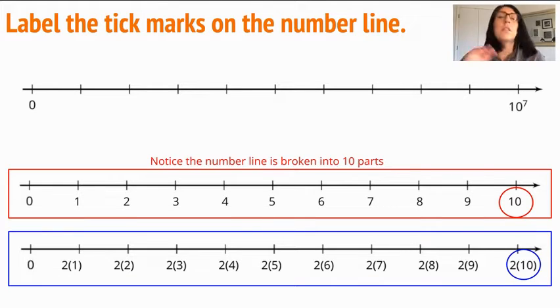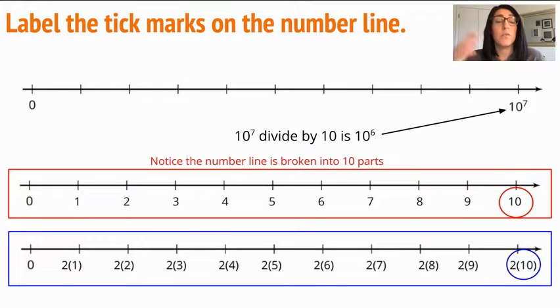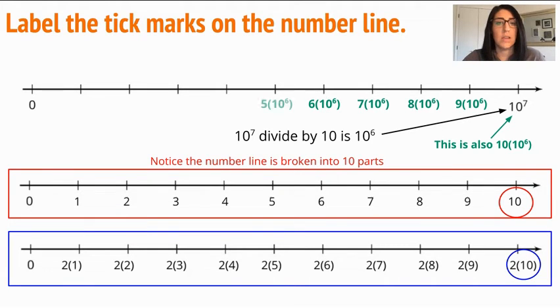So let's relate this to this number line here. We're now breaking 10 to the 7 into 10 parts. So 10 to the 7 divided by 10 is actually 10 to the 6. So again, relate that back to the one in blue, just for reference. So 10 to the 7 can also be written as 10 times 10 to the 6. Those two are equivalent, just like 20 is equivalent to 2 times 10. So with that being said, we can think of the tick mark before that as being 9 times 10 to the 6, 8 times 10 to the 6, 7 times 10 to the 6, and a continuous pattern.